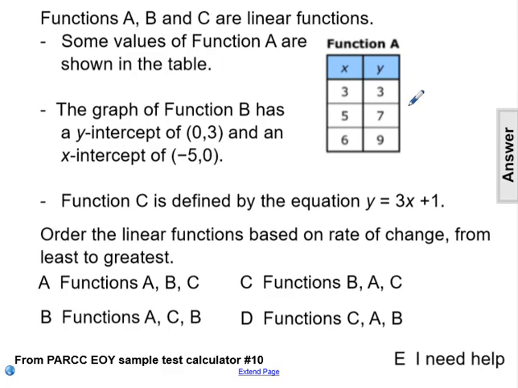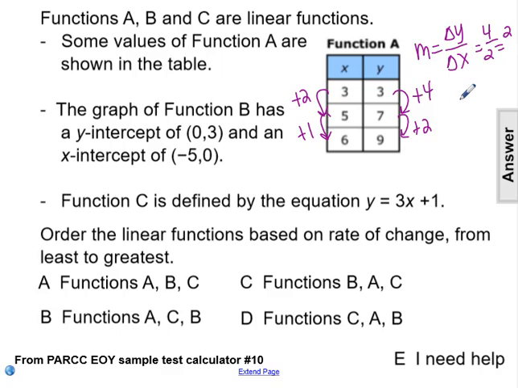If we go from 3 to 7, that is a change of +4, and if we go from 3 to 5, that is a change of +2. So our slope would be that change in y over the change in x, which is 4 over 2, which is equal to 2. Even if we used from 7 to 9, which is +2, and from 5 to 6, which is +1, we'd still get a change in y over a change in x of 2 over 1, which is still equal to 2. So the slope or rate of change of function a is going to equal 2.